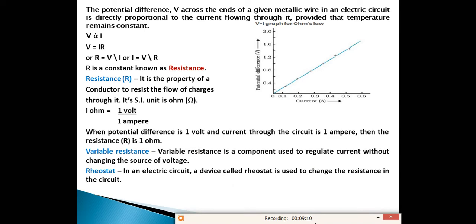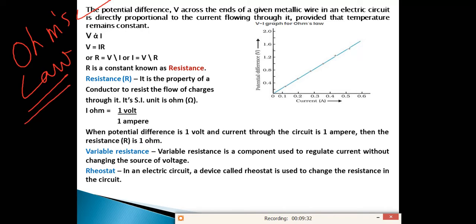Now, the potential difference V across the ends of a given metallic wire in an electric circuit is directly proportional to the current flowing through it, provided that temperature remains constant. So this is your Ohm's law. This is very important.